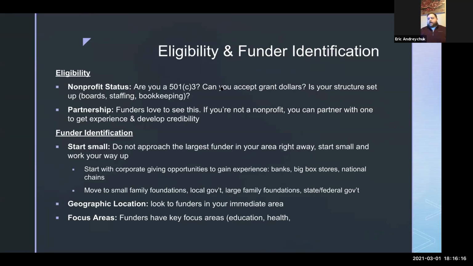So let's get started with eligibility and funder identification.